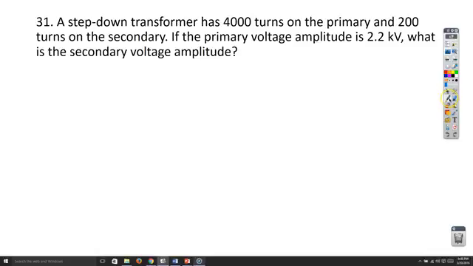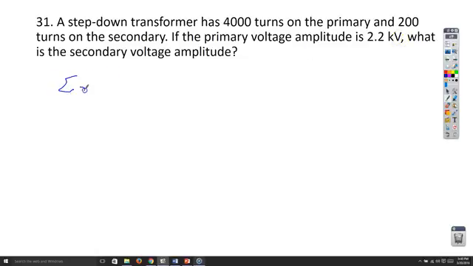This is Horner, and this is section 20.6, 20.9, and 20.10 problem solution. So I have a step-down transformer. It has 4,000 turns on the primary and 200 turns on the secondary. Since it's a step-down, the primary should be bigger than the secondary. If the primary voltage is 2,200 volts, what is the secondary voltage amplitude?